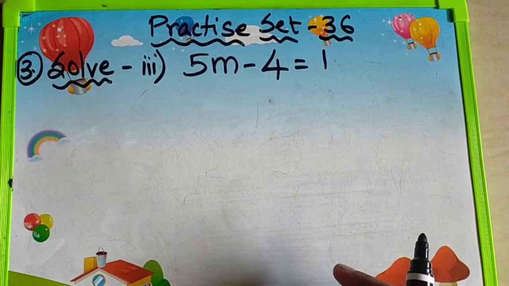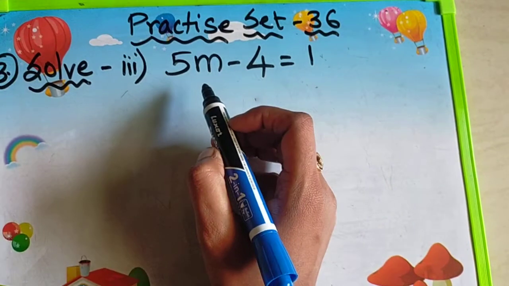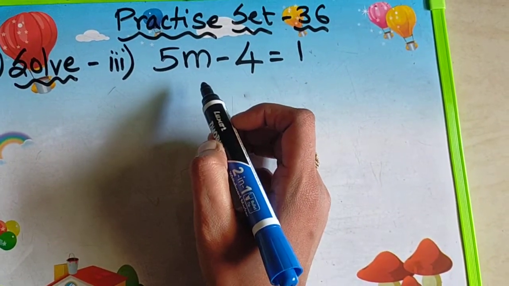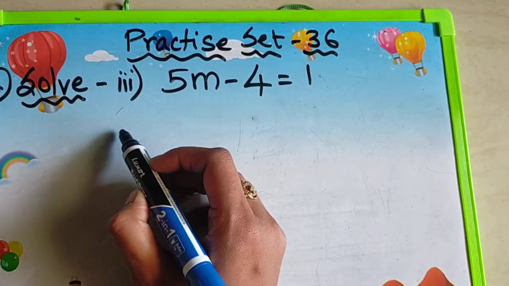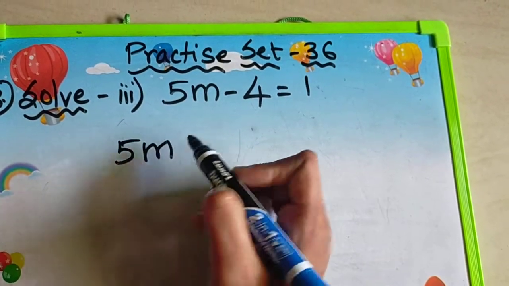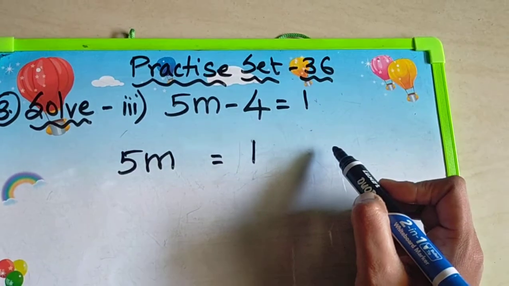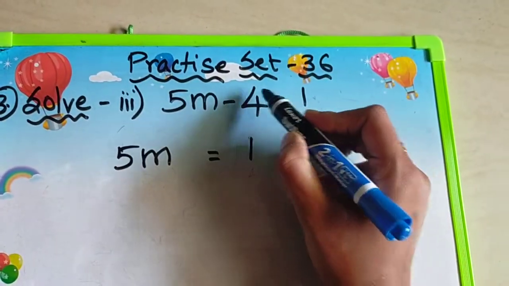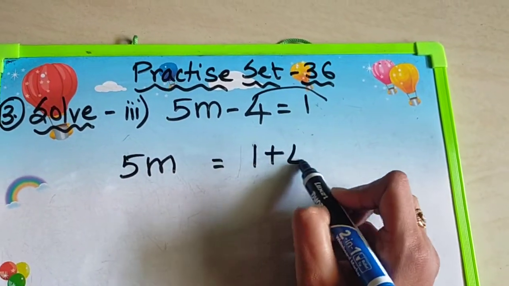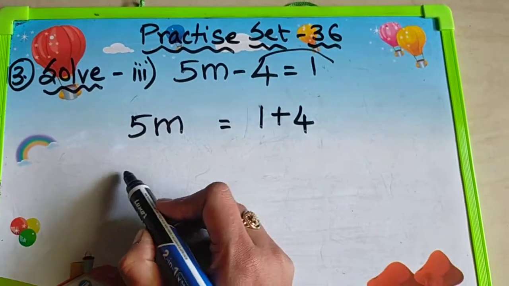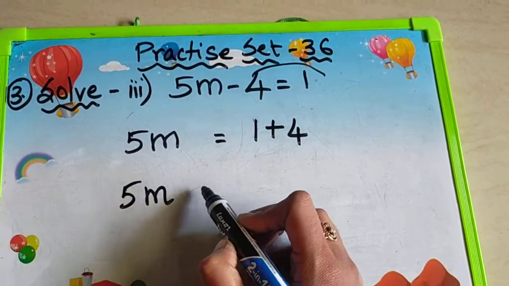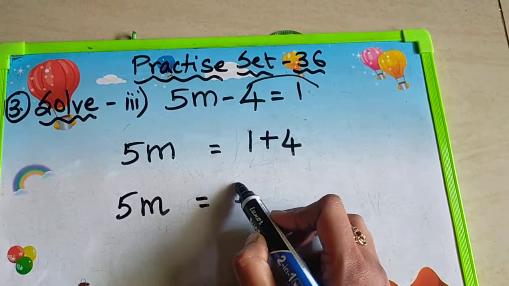Now I am solving the third sum. You can see here 5m minus 4 equal to 1. So what do we have to do? 5m will remain here only. 1 will also remain here only. We have to shift the number with the sign. Okay, so minus 4 will come to this side and it will become plus 4. Okay, so 5m is equal to 4 plus 1, which is 5.